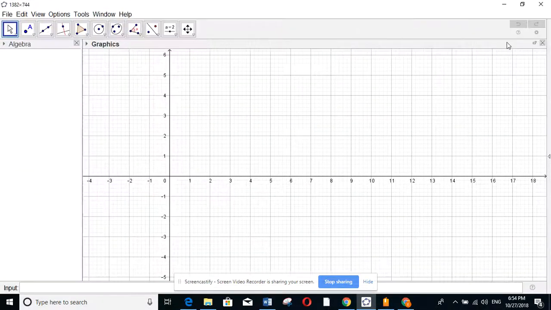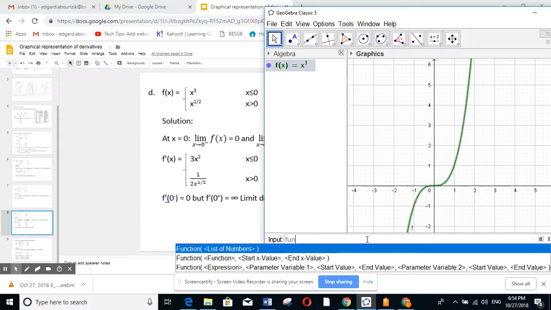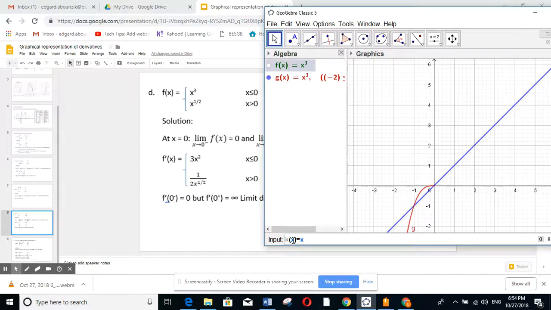So I want to put the first one. I have f of x equal to x cubed, x power 3. So I want the function f for x less than or equal to 0. Let me take it from -2 till 0. So let me erase the first one. I have another function, g of x, k of x, equal to x power half, or square root of x, whatever.